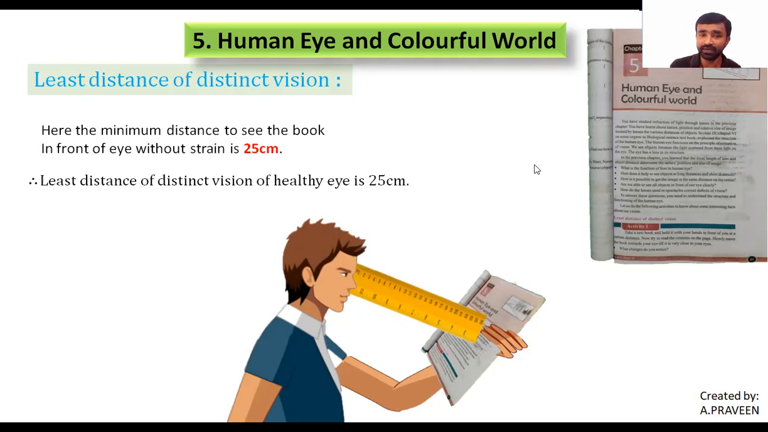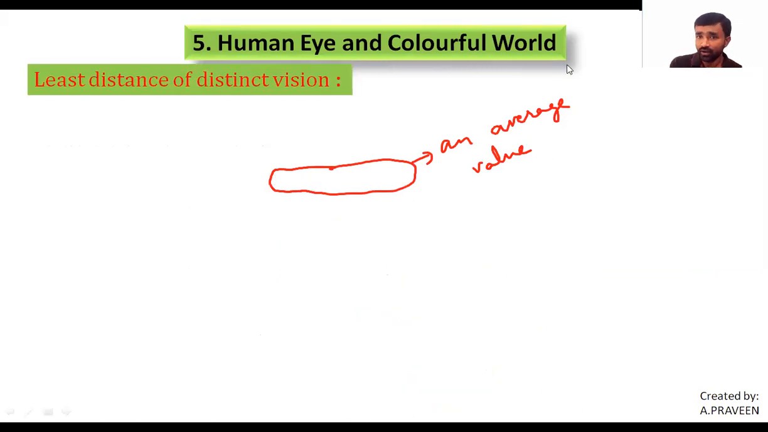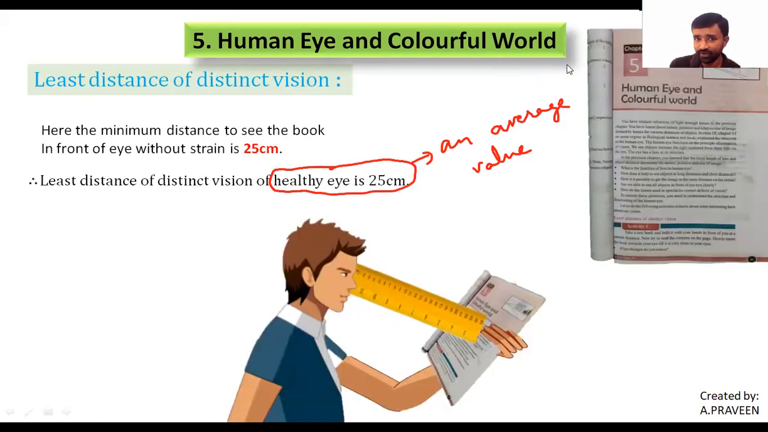It is particularly for a healthy eye, not for all. And this is also an average value, not the same for all. Right? Then here we defined the least distance of distinct vision.